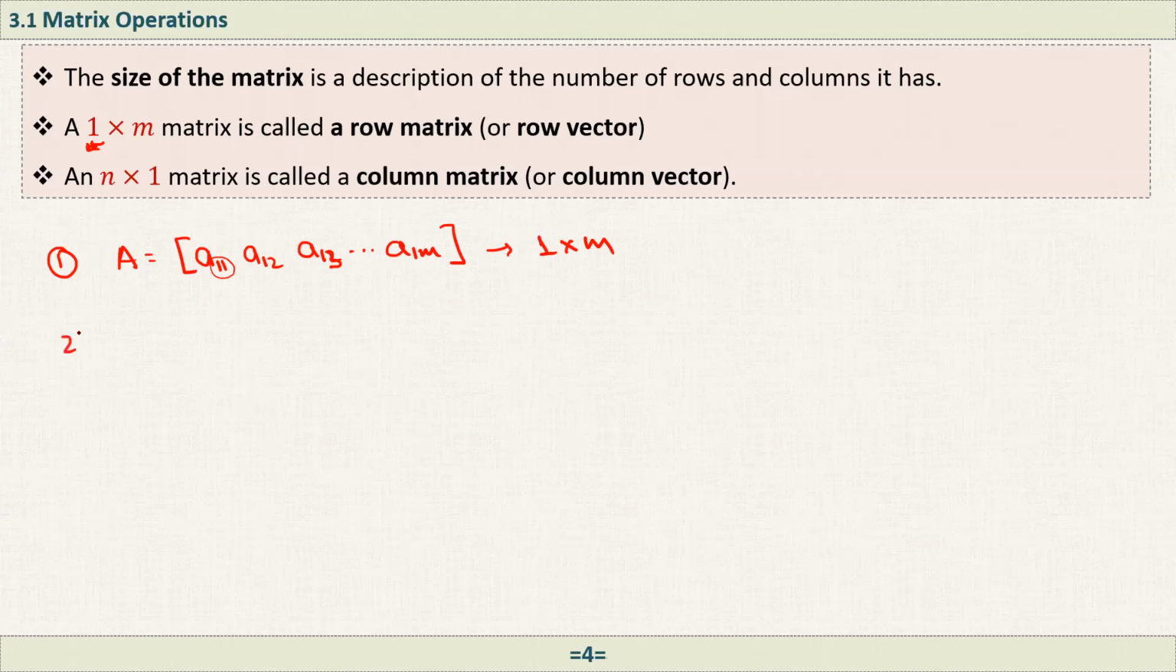And how about the column matrix? Let's say matrix B. Here we have something like this. Let's say this one is B11, the first row, first column. This one is B21, second row, first column, dot, dot, dot. This one is Bn1, nth row, first column, right? And as you see here, this is an n by 1 matrix.